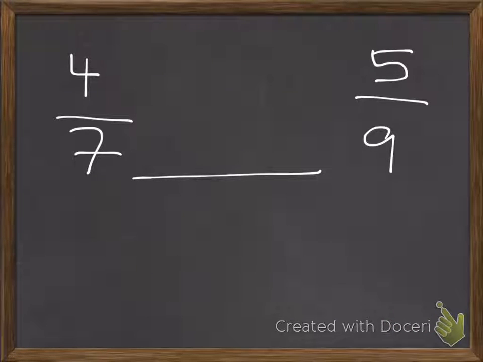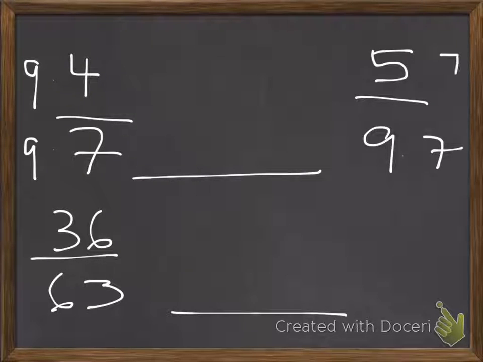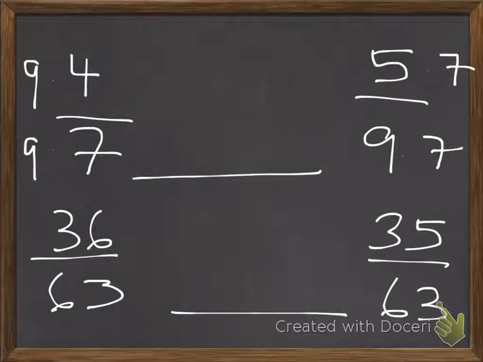Here we need a common denominator to compare two fractions. So we can make it 63. And we get that 4/7 is the greater fraction. So we open that towards the greater fraction.